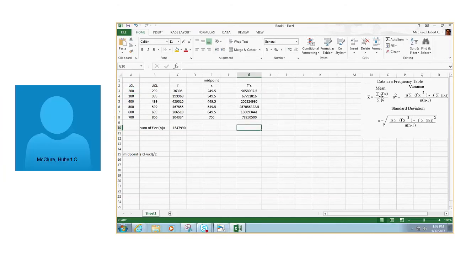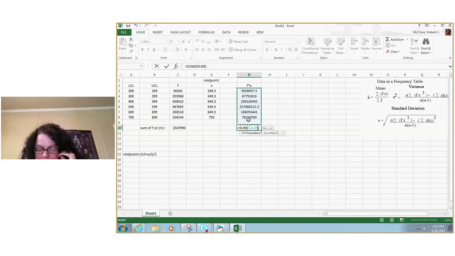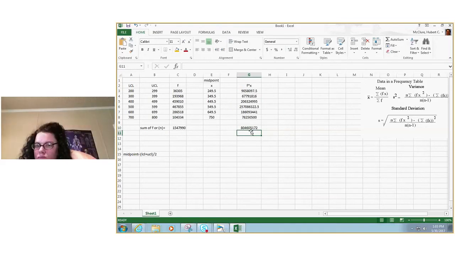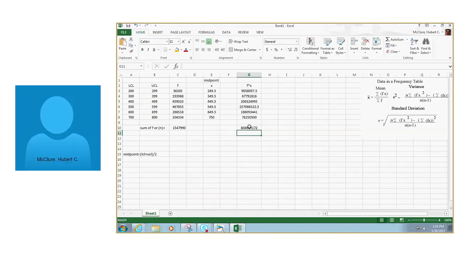Now, what are you supposed to do with F times X? Add it all up. So that is your numerator. All right, now I want each of you to take your numerator and your denominator and divide it out and see what you get for x bar.